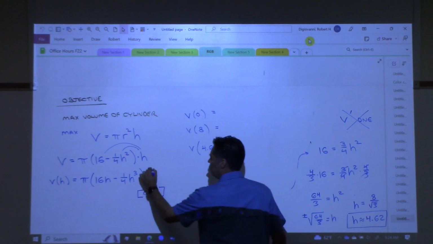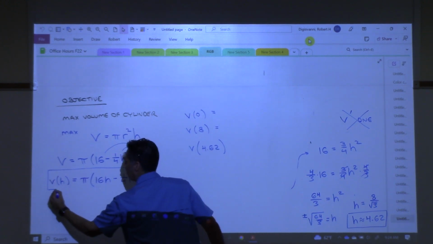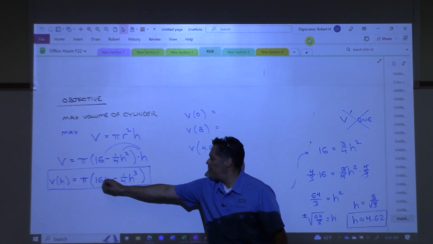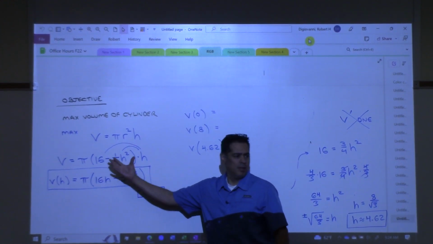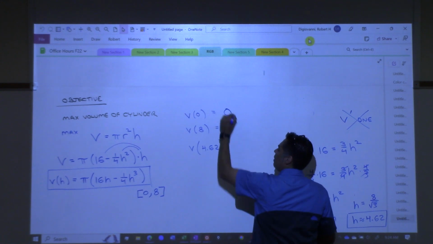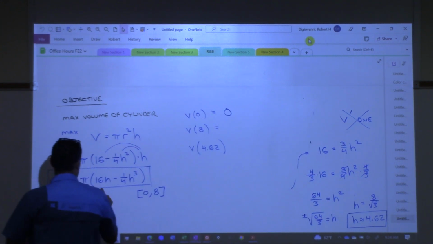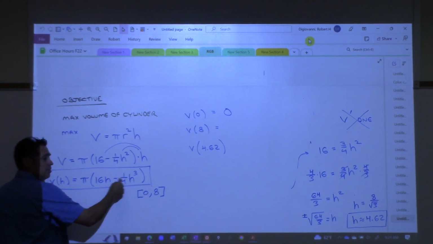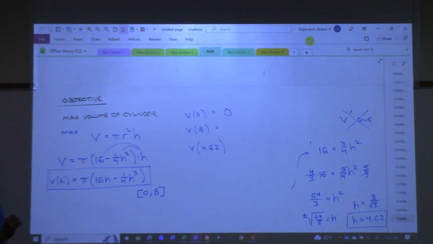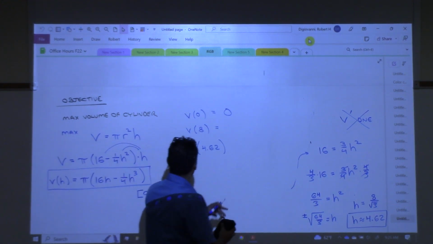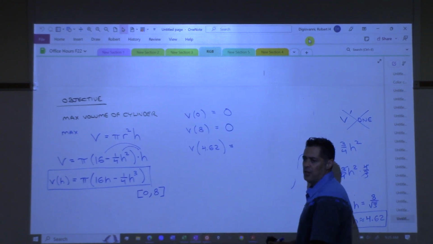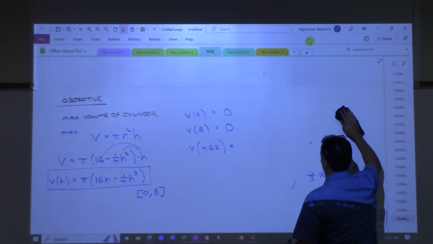Here's our volume function. If you plug 0, it's pretty easy to see. 0 here kills it, 0 here kills it. That's all 0. You get 0 out. If you plug in 8, you go 16 times 8. But that's going to be exactly the same as doing 8 cubed divided by 4. These two would subtract, you would get 0 again. Okay? So 0. This one we have to do.